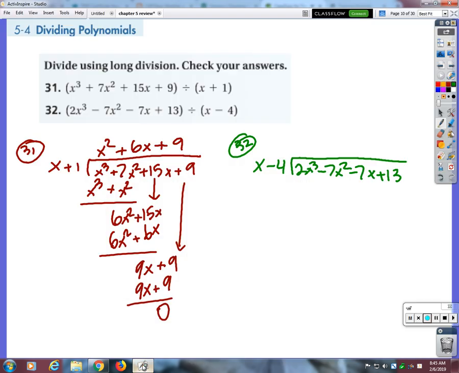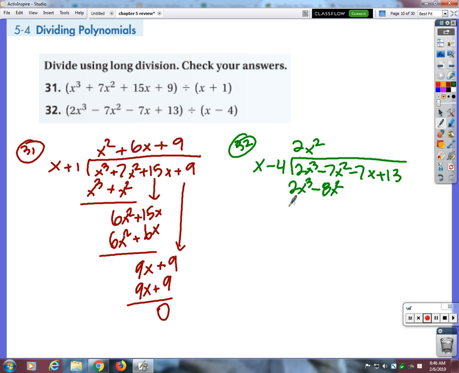All right, Carter. Let's play again, shall we? What is 2x cubed divided by x? 2x squared. What do you get when you multiply 2x squared times x? 2x cubed, good. What do you get when you multiply 2x squared times negative 4? Good, negative 8x squared.